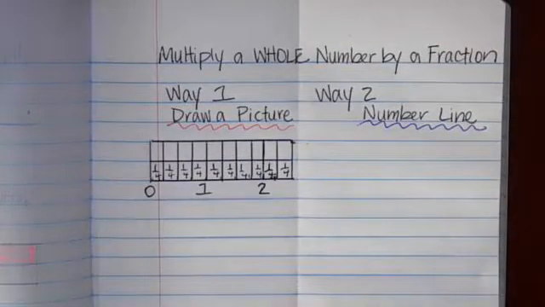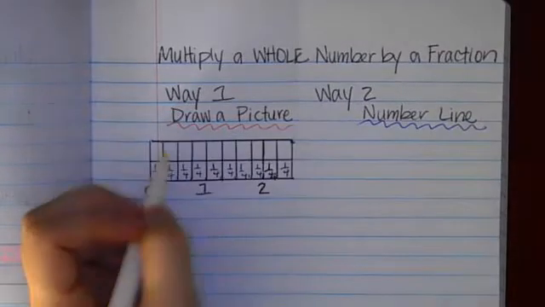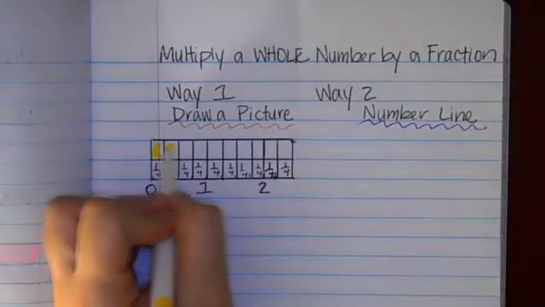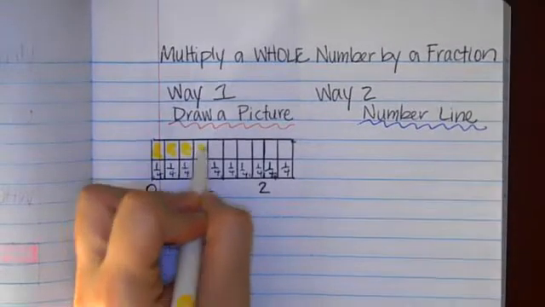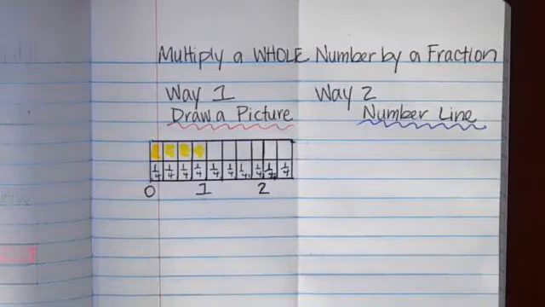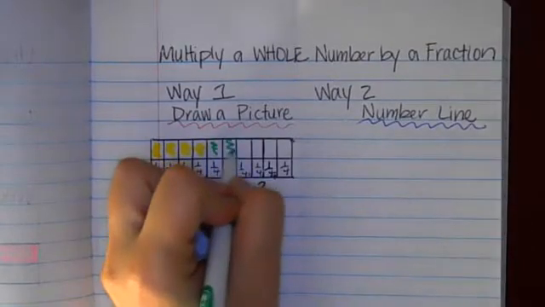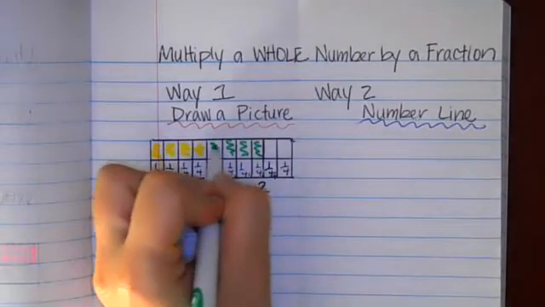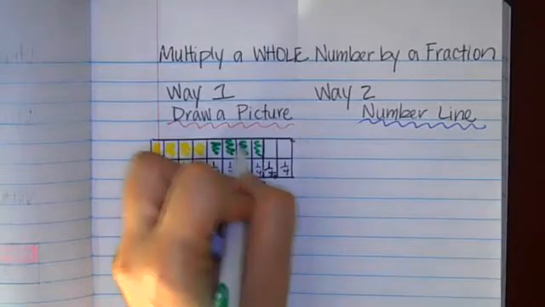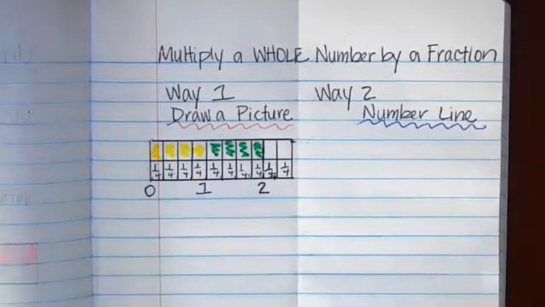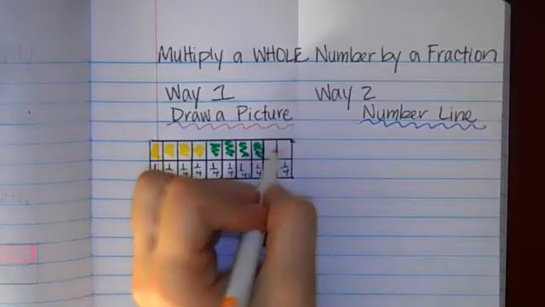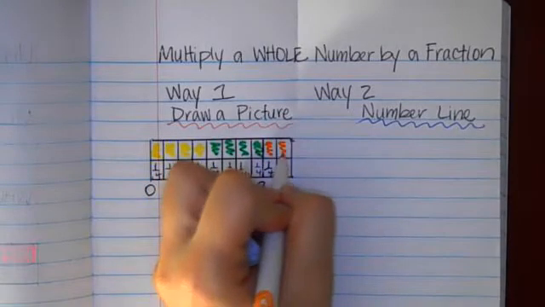All right, like I said, I'm going to start shading them in by color till I get to a whole. 1, 2, 3, 4, one whole, right? 1, 2, 3, 4. Another whole, I'm at 2. And then these two at the end.